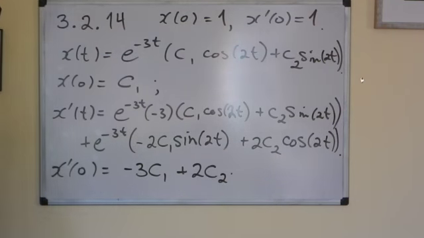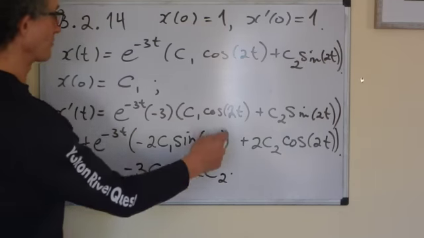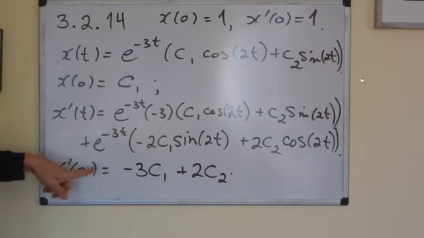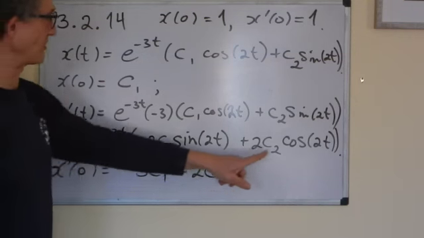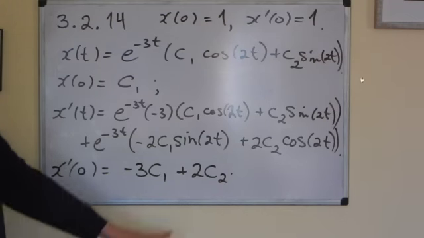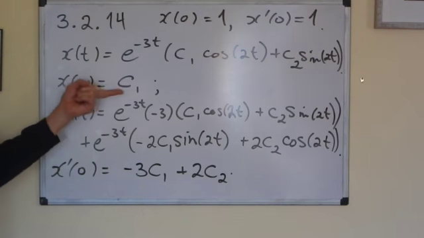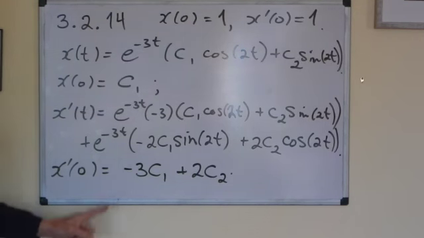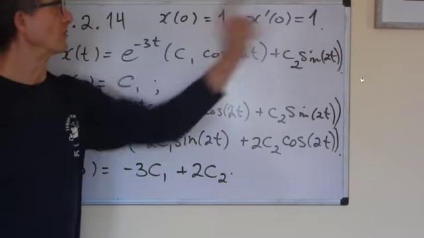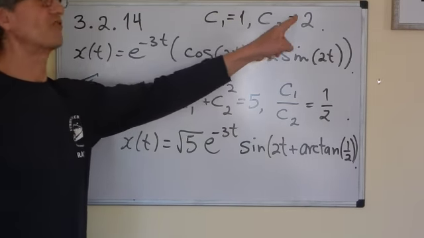Plug in 0 here, the exponentials will be 1. So I have a minus 3 over here. Cosine is 1, sine is 0, so I have minus 3c1. In the second vector, the exponential is 1, sine is 0, cosine is 1, so I have 2c2 times 1, and that's 2c2. Now we want to solve so that obviously c1 is going to have to be equal to 1, and minus 3c1 plus 2c2 has to be equal to 1. When we solve for the coefficients, we find that c1 is 1 and c2 is 2.